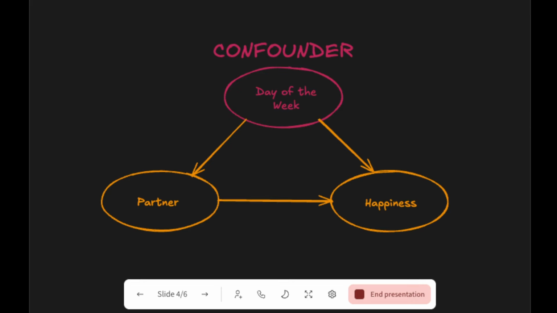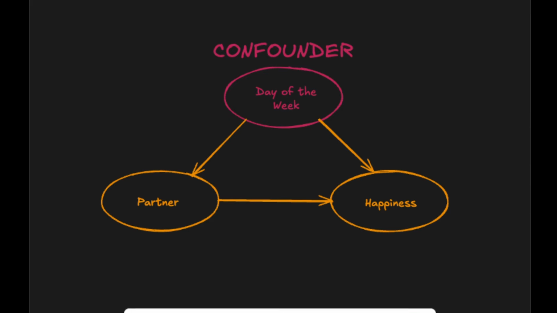Confounder is probably the best name in causal inference because it can really confuse you. She doesn't know now whether she's happy due to the lover or due to the day of the week.